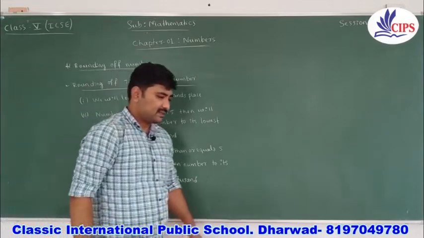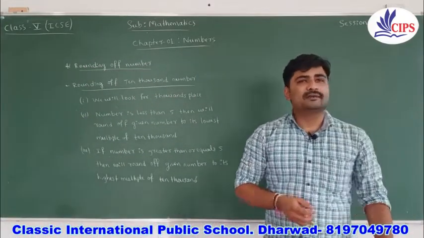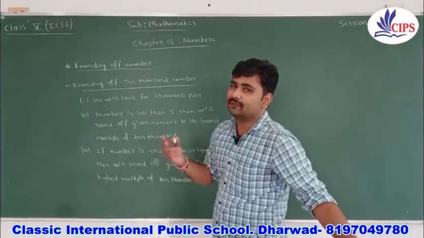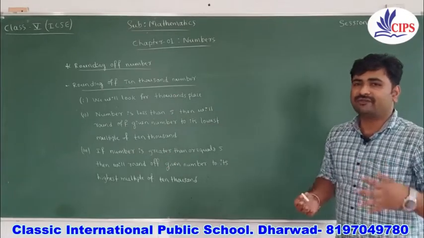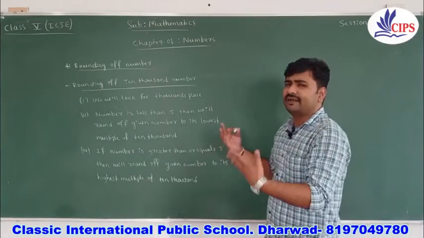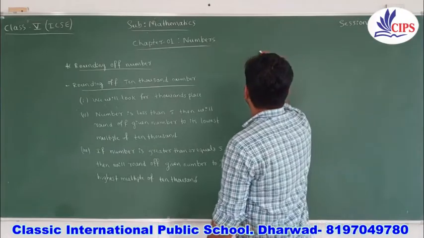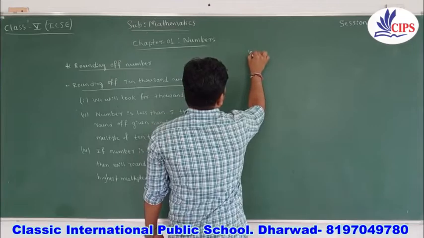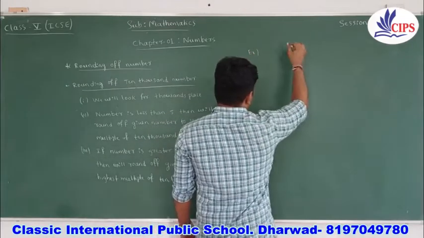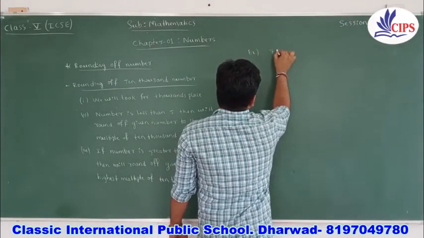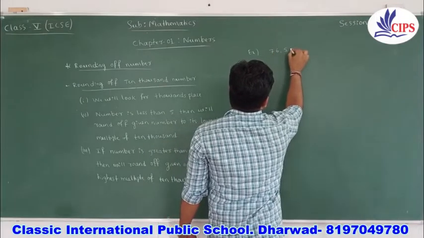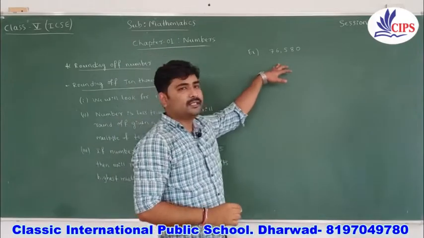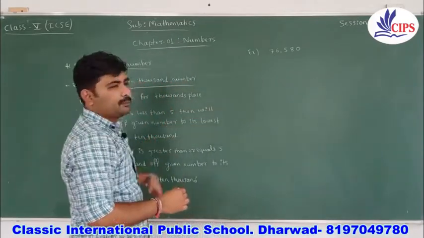Okay, now to understand it better, I'm going to consider one example. We are talking about rounding of 10,000 number. 10,000 in the sense that will be, of course, a 5-digit number. Let's consider any 5-digit number. For example, I'm going to write 76,580. Is this a 5-digit number? Yes, of course. Now, what is my procedure?